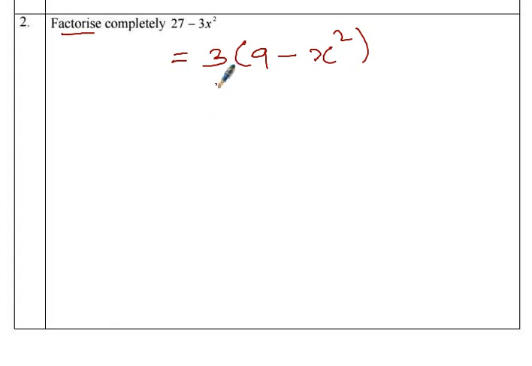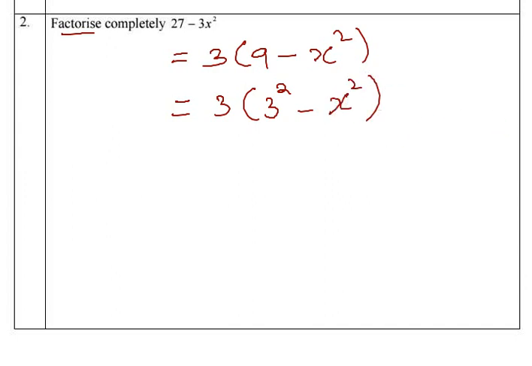So the first factor of this expression is a 3, but we are supposed to factorize completely. So I continue and I focus on these two numbers. I see a 9, I have a minus sign, and this is squared. Now I know that 9 is a square number. I can write this as 3 squared minus x squared.